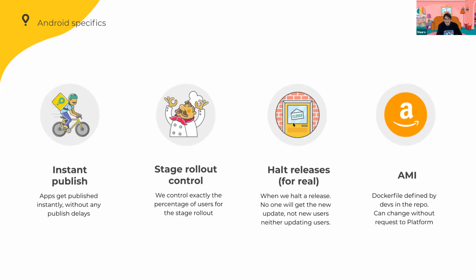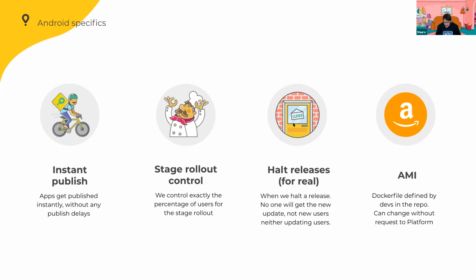So Android actually has instant publish. Apps can get published instantly without any delays. They have fine-grained control on staged rollout, so they control exactly the percentage of users that the staged rollout is targeting. And then they can actually halt releases for real.